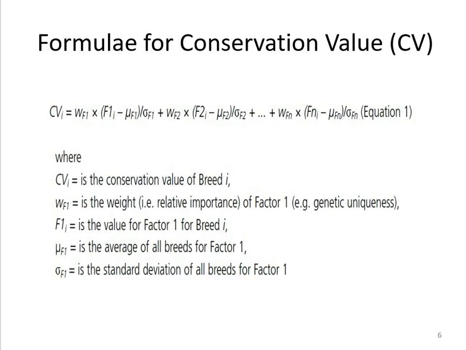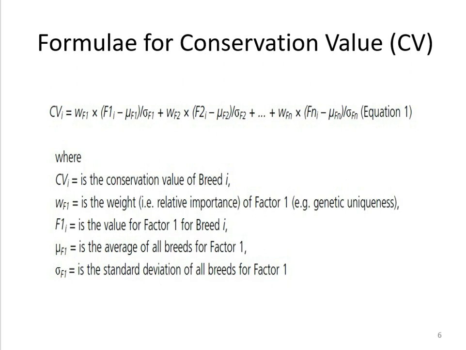So this is the formula for conservation value. CVI is the conservation value of breed I, which could be 1, 2, 3, any breed. WF1 is the weight or relative importance of factor 1, for example genetic uniqueness. So for every factor we will assign a weight or relative importance of that factor. And F1I is the value of factor 1 for breed I. So every breed should have its own score for each factor.